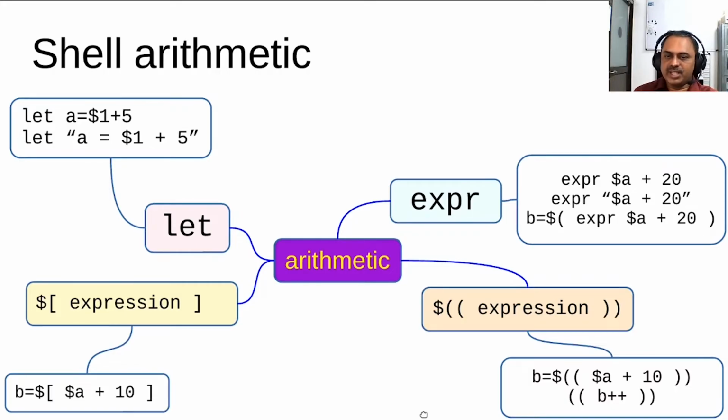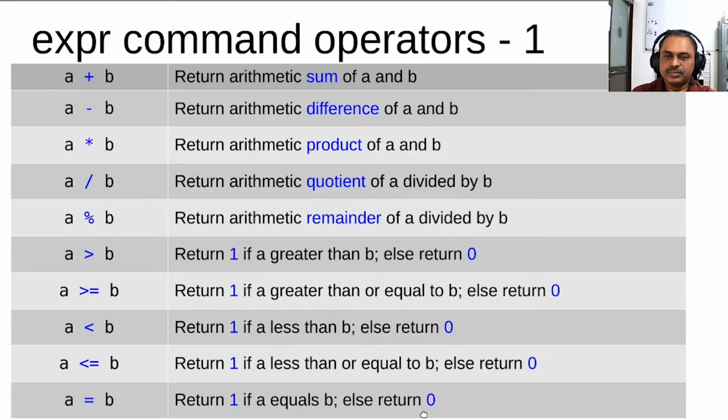Now you can see that there is a very rich set of arithmetic operations that are possible. So let us go ahead and see what are the various operations available using the expr command, because that is the most widely used command in the bash scripts to perform arithmetic operations. So you could use the plus, minus, star and forward slash to perform the sum, difference, product and quotient operations. And remember, these are all only for integer operations.